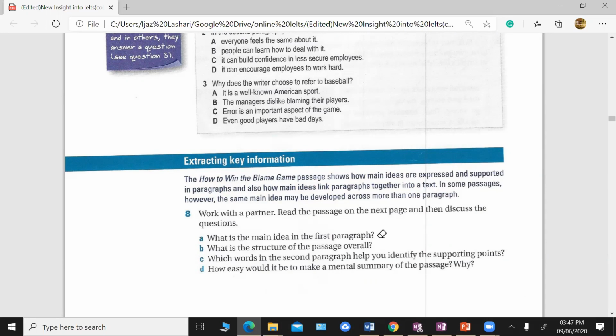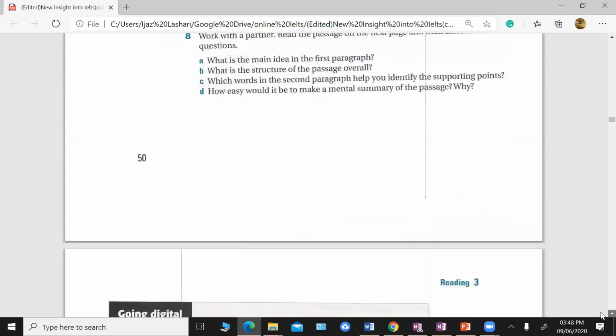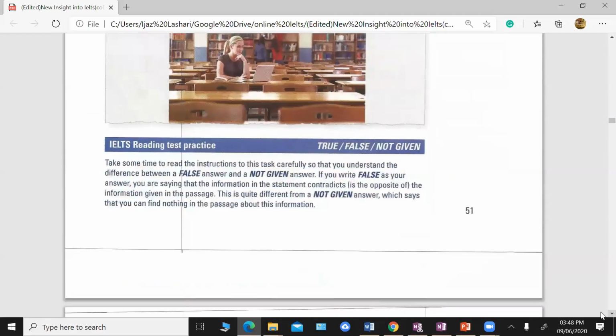D says, how easy would it be to make a mental summary of the passage, and why? It would be very easy because the text is organized around the three benefits of going digital. You don't have really detailed questions like writing the structure in the exam, but yes, you will be asked about the main idea or supporting details, which we have studied earlier.